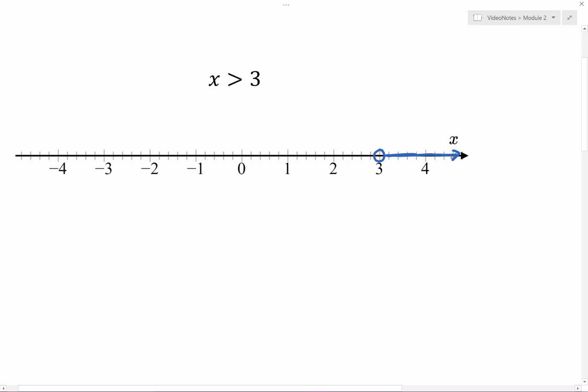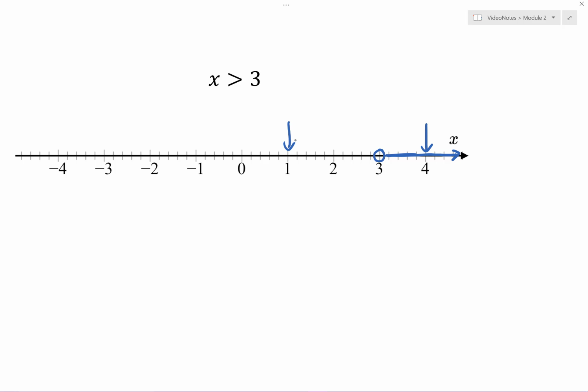And we use an open dot at x equals 3 to indicate that 3 does not make the inequality true. Then, all values in our shaded region make the inequality x greater than 3 true. So for example, x equals 4 is in our shaded region, and this is because 4 is greater than 3. However, x equals 1 is not in our shaded region, and this is because 1 is not greater than 3.